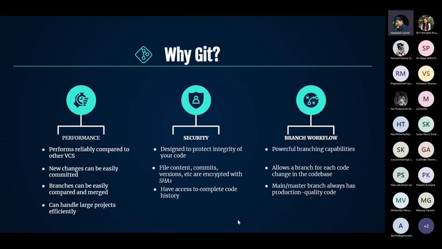Another one is branch workflow. Now, branch, this is part of the reason why we talked about branch earlier on. Compared to other VCSs, Git has very powerful branching capabilities. Like I mentioned before, branches can be easily compared and merged. And for every single code change, even if you change one letter or one line, you can make a branch. There's no limit to the number of branches you can make. With one repo, you can make an unlimited number of branches, delete them, merge them, do whatever you want as and when required, as you see fit.